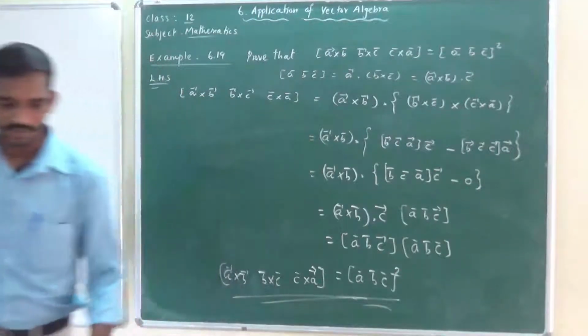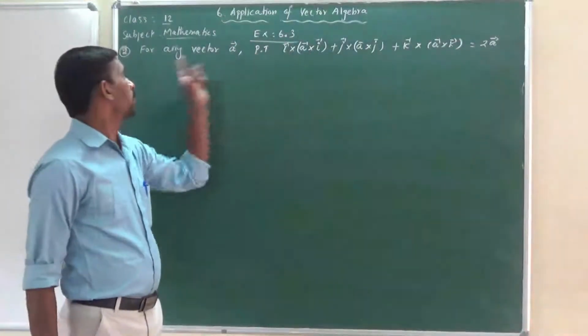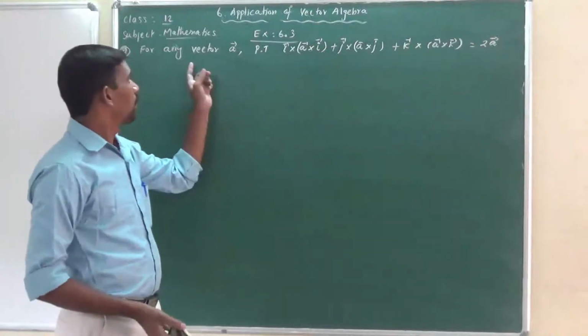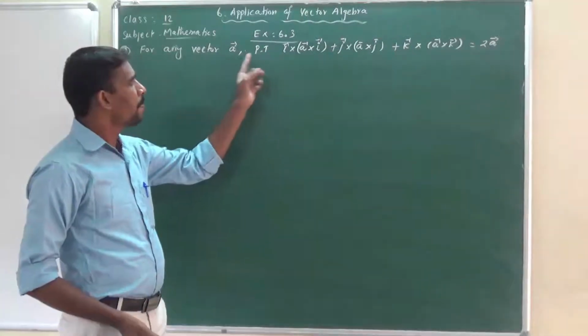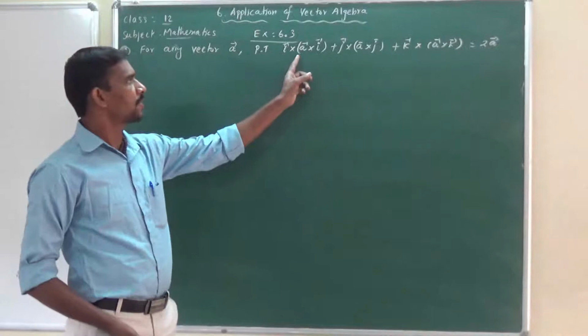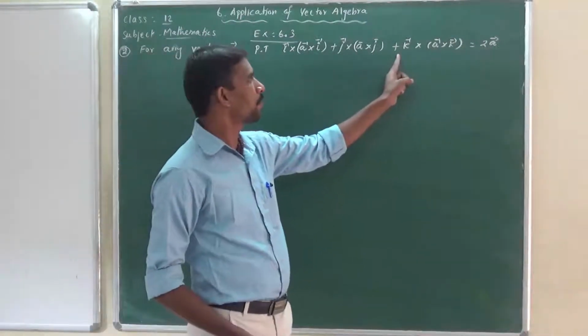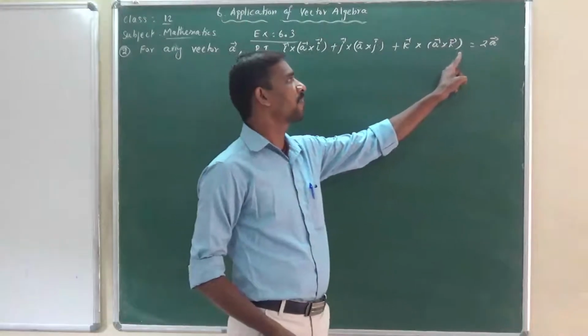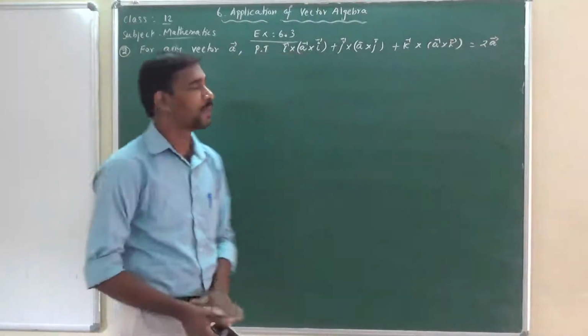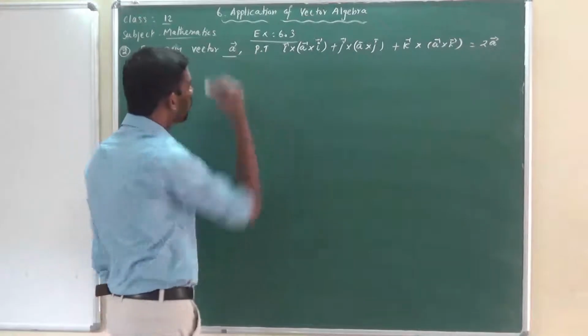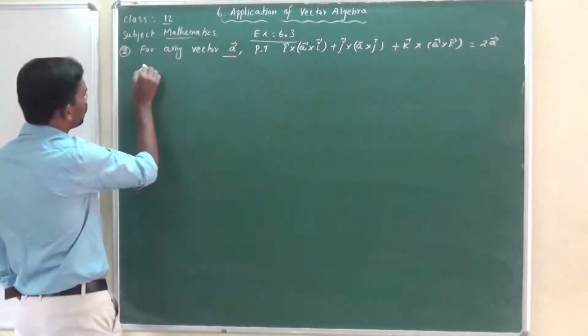Hi students, this is exercise 6.3. Question number 2. For any vector A vector, prove that I vector cross A vector cross I vector plus J vector cross A vector cross J vector plus K vector cross A vector cross K vector equal to 2A vector. They are given for any vector A vector.